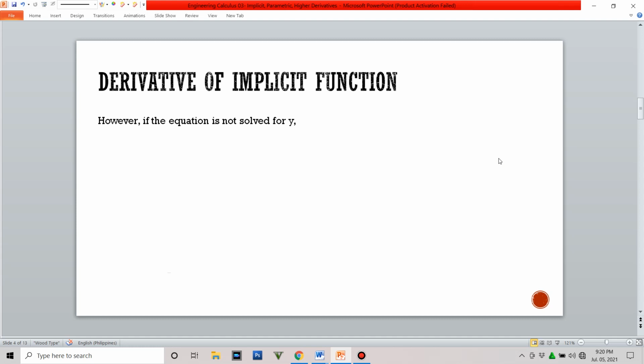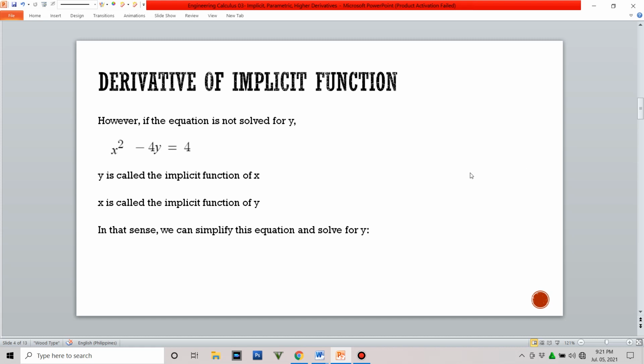However, if the equation is not solved for y, like in this form, x squared minus 4y is equal to 4, we can say here that y is called the implicit function of x, and x as well is called the implicit function of y. In that sense, we can simplify this equation and solve for y. Hence, we have y is equal to x squared minus 4 all over 4. And here, y now becomes an explicit function of x.